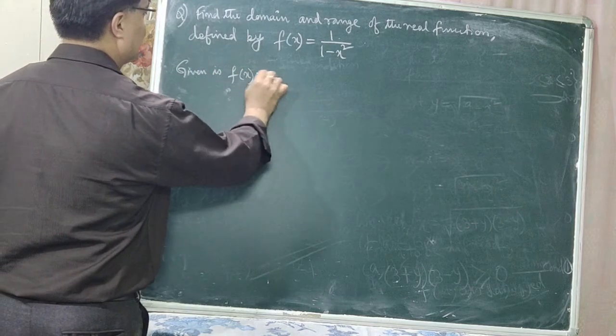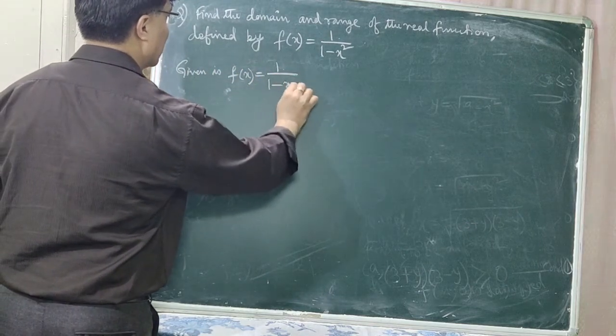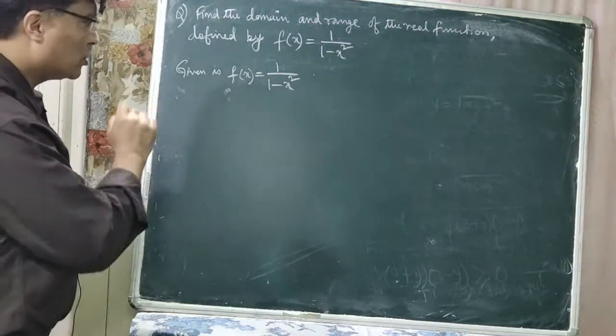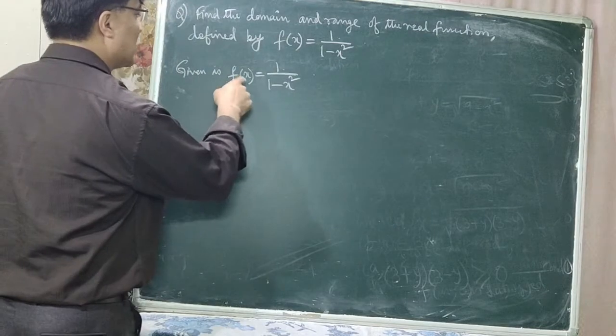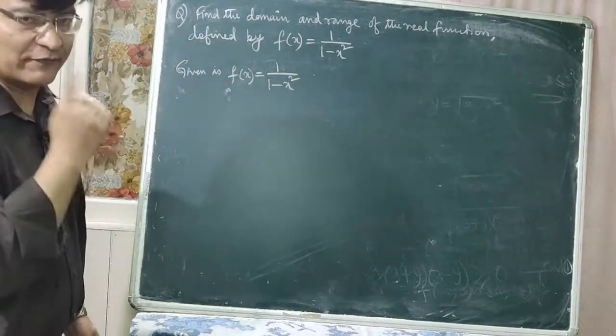f of x is equal to 1 upon 1 minus x square. So in this case, it depends upon the values of x for which f of x is defined or undefined.